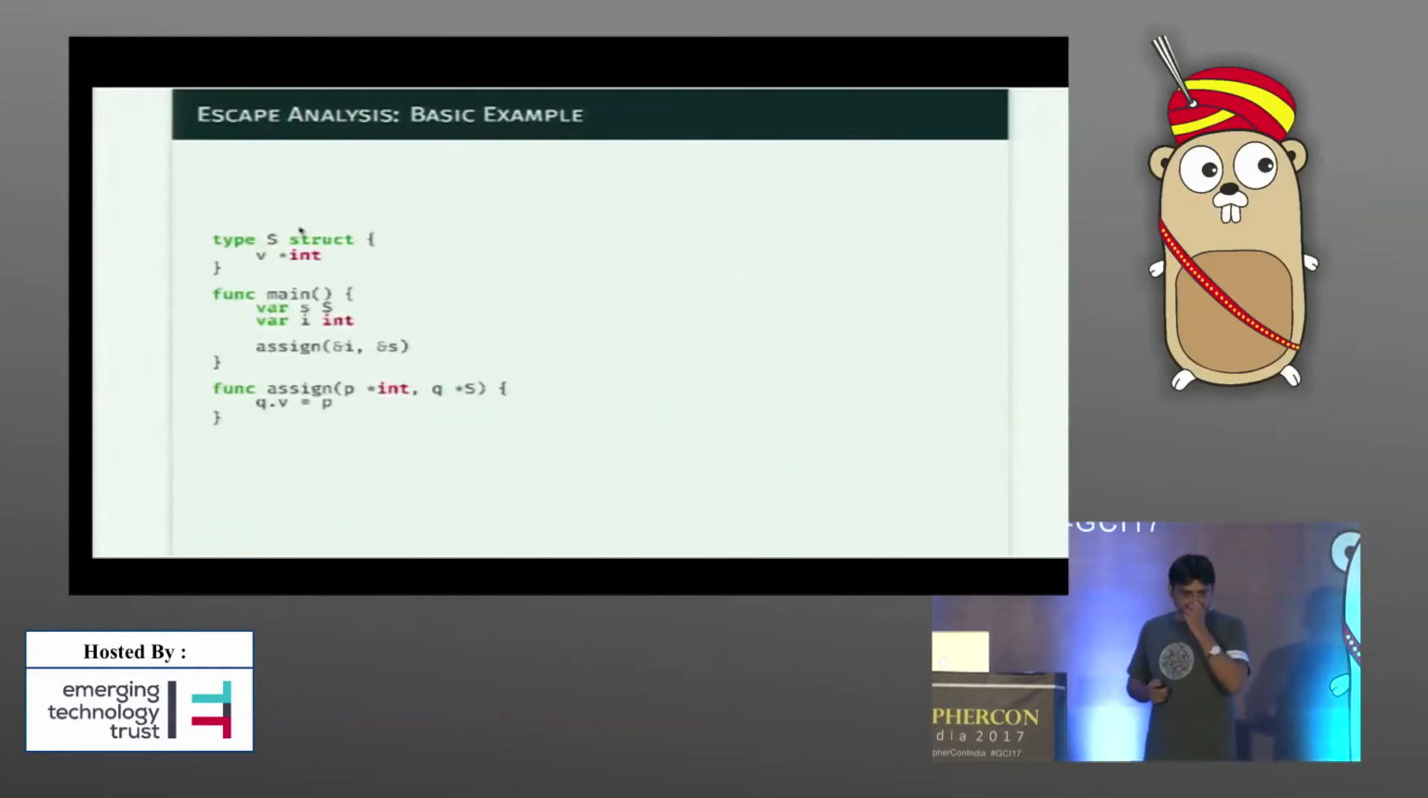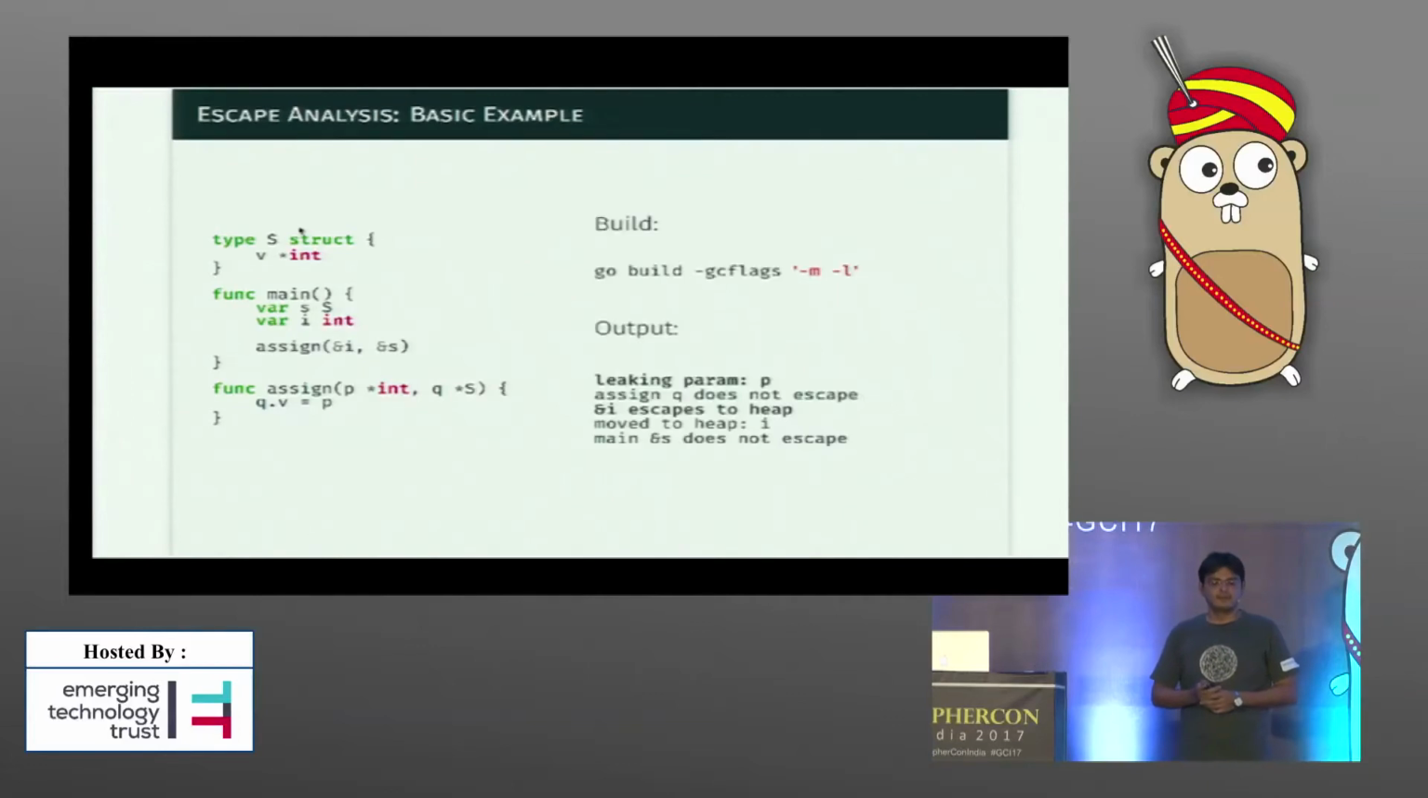Okay, here's a very simple piece of code. You have a type, which just has one field in it, which is a pointer to an integer. And then in your program, there is another function called assign, which assigns the integer's pointer to the struct, right? So this looks something like this. Now, if I want to do escape analysis, Go has built-in tools to do that. Like I said, it's a pretty mature toolchain that you are working with. And to do that, you basically run go build and pass -gcflags -m -l.